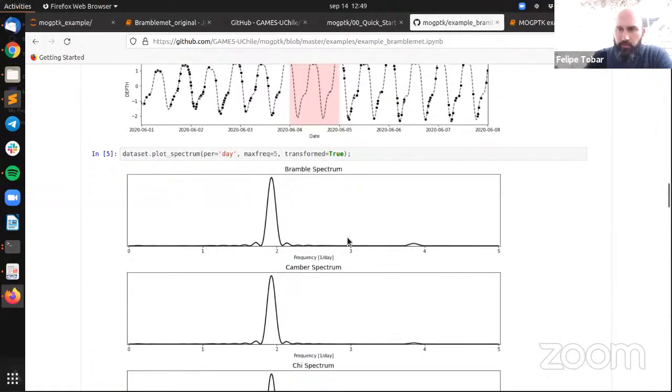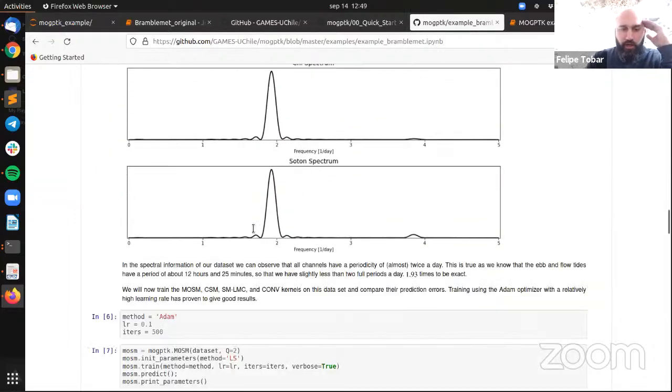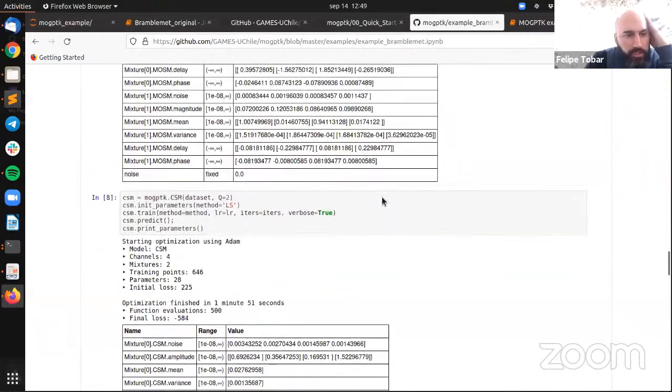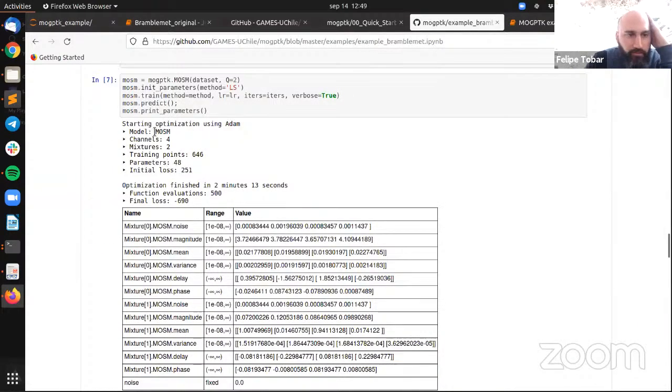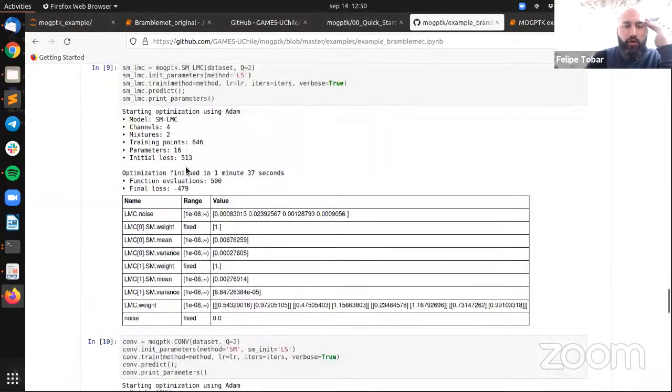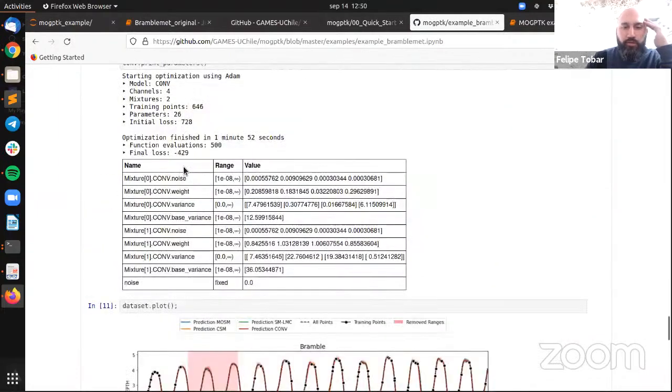We see the spectrum, the power spectral density, as an initialization strategy, identify the peaks, the widths, and so on, set up the parameters, and we can see here we have a MOSOM kernel with 4 channels, 2 mixtures, 646 training points, 48 parameters. We have the initial loss. This is training, all the models. And results look like this.